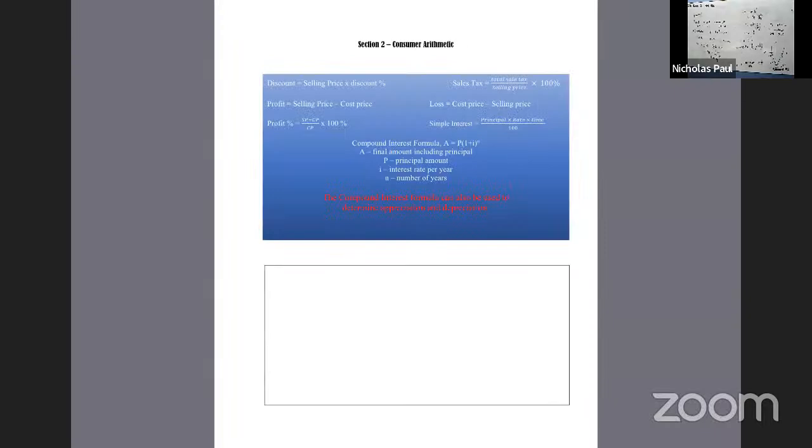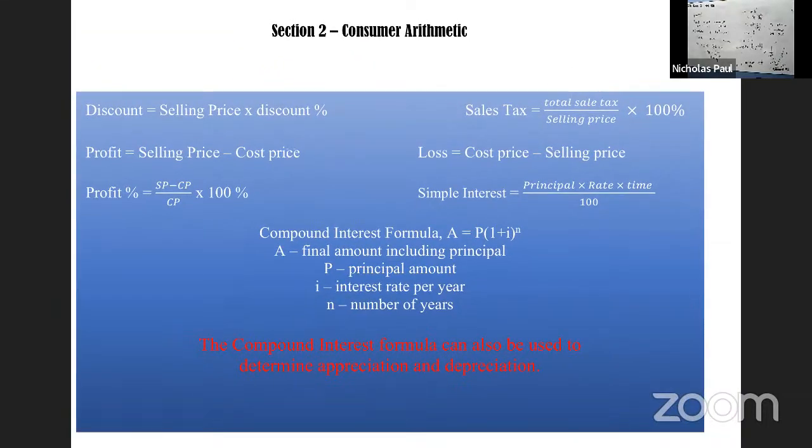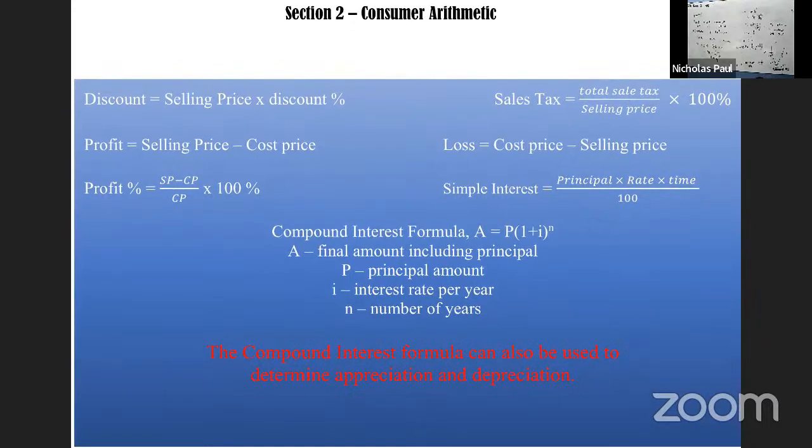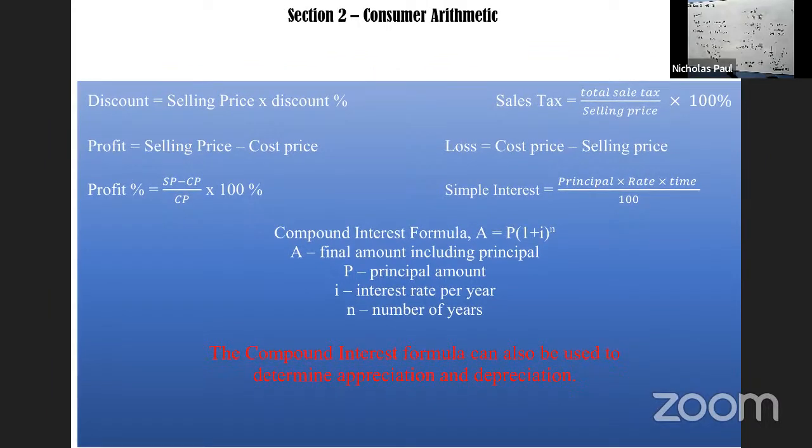Then some quick rules that we need to remember about cost and profit and discount, sales tax, loss. And then I want to show you how to do compound interest, right? Let me do a quick favor and I'll just write these little formulas down.